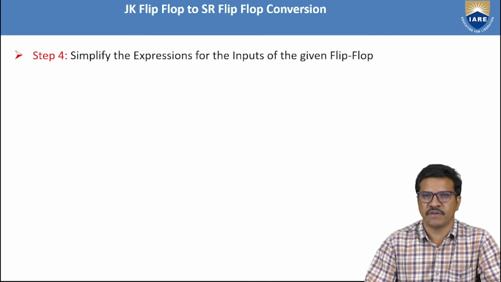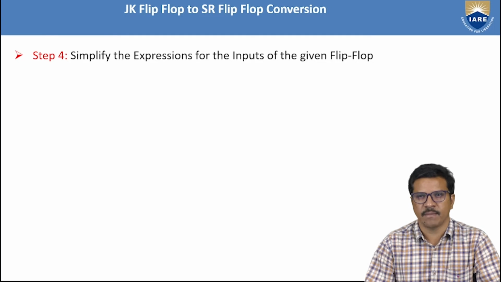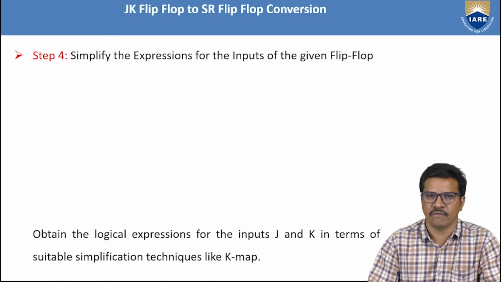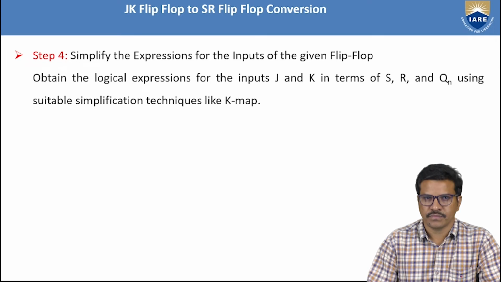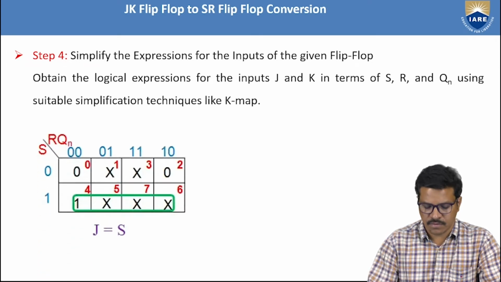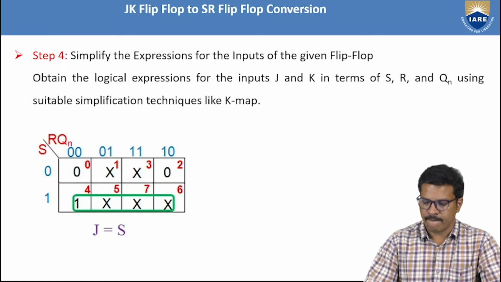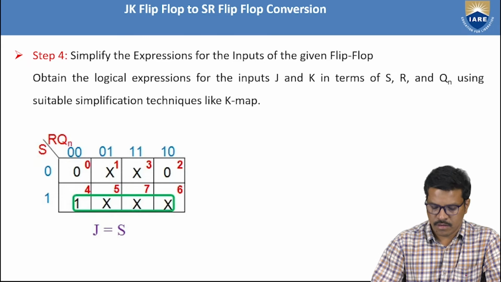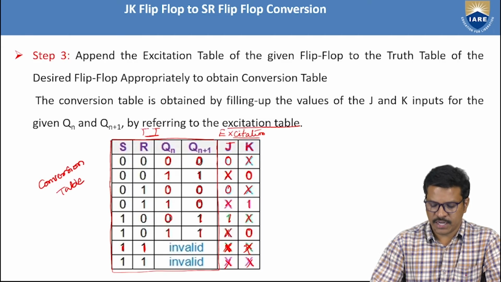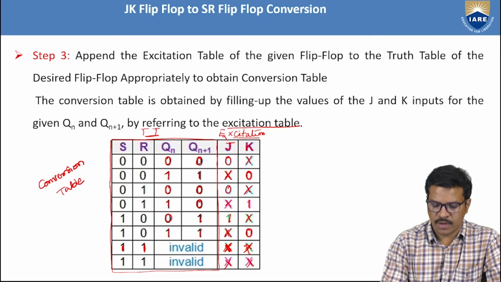To simplify the expression for the inputs of the given flip-flop. The given flip-flop is a JK flip-flop. What connections, what Boolean function, the simplified Boolean function is required to connect to the J term and K term of the given flip-flop? Let us see now. Take this for the output for J. What will be the J?